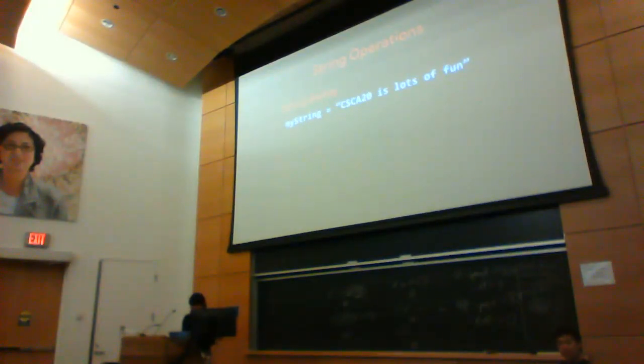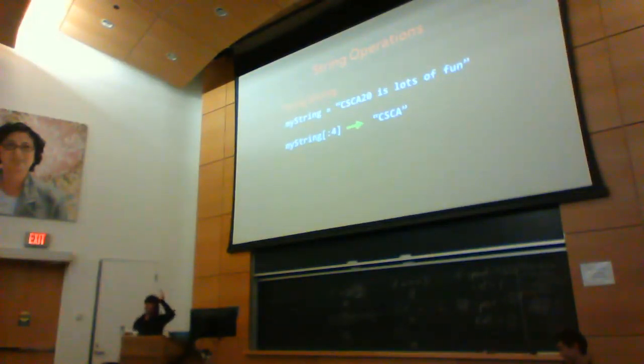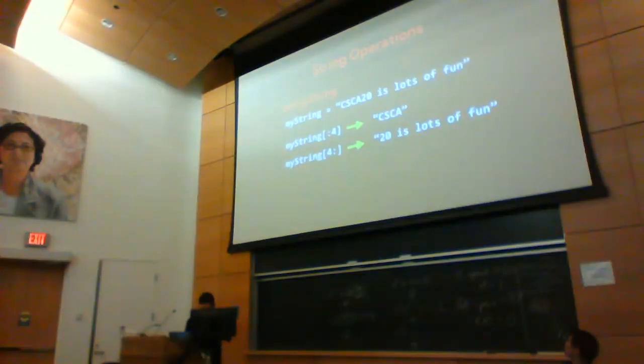Okay, good. So if we're looking at the string again, CSCA20 is a lot of fun. If we index it up to 4, then we see CSCA, which is index 0, 1, 2, and 3, not the 4th thing itself. Remember, the last index is not actually included. It goes up to, but not including, the last index. But if you do something like this, for example, it takes the 4 onwards, where the beginning index, index 4 itself, is included. So we see 20 is also fun.